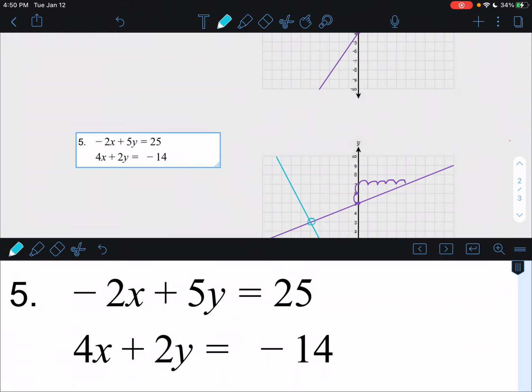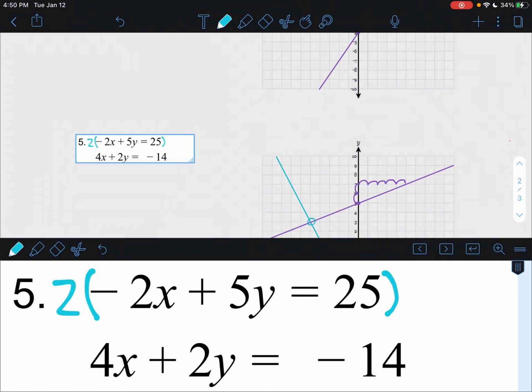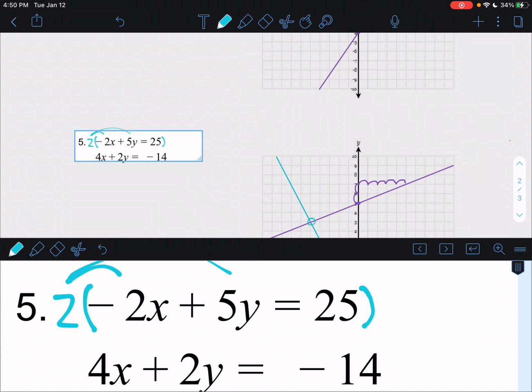But if I want to eliminate the x, that should be pretty simple because I can just take the entire first equation and multiply it by 2. Because then I'm going to have negative 4x in the first equation and 4x in the second equation. We're going to cancel out. So I'm going to multiply everything in the first equation by 2.